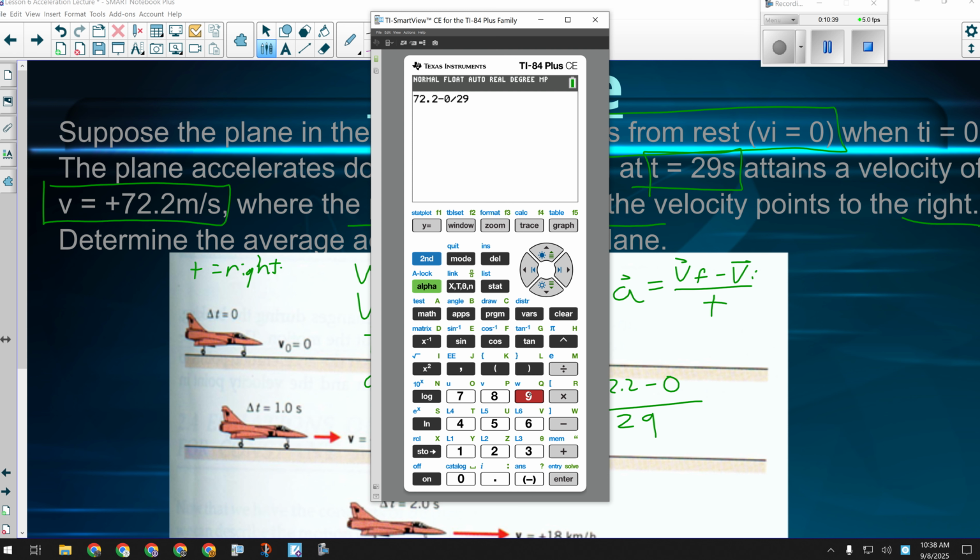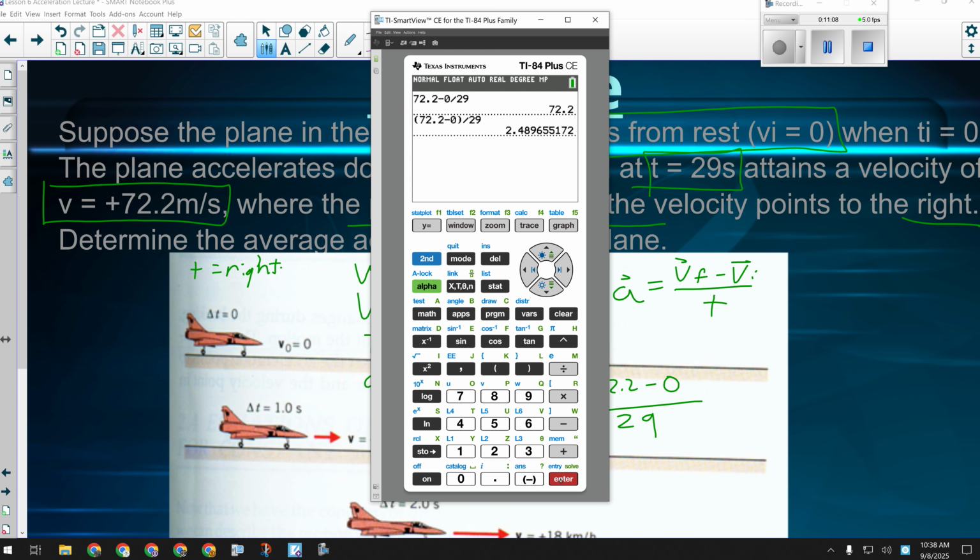It's going to do 0 divided by 29, and then it's going to subtract that. Actually, it won't give you the right answer. You'll subtract 0 from 72.2. Okay? Versus what we want it to do. That gives you 72.2. We want it to go 72.2 minus 0 divided by 29. That gives me a much different answer. I have to ensure that this is done in the way I want it done, not the way my calculator was programmed to do it.